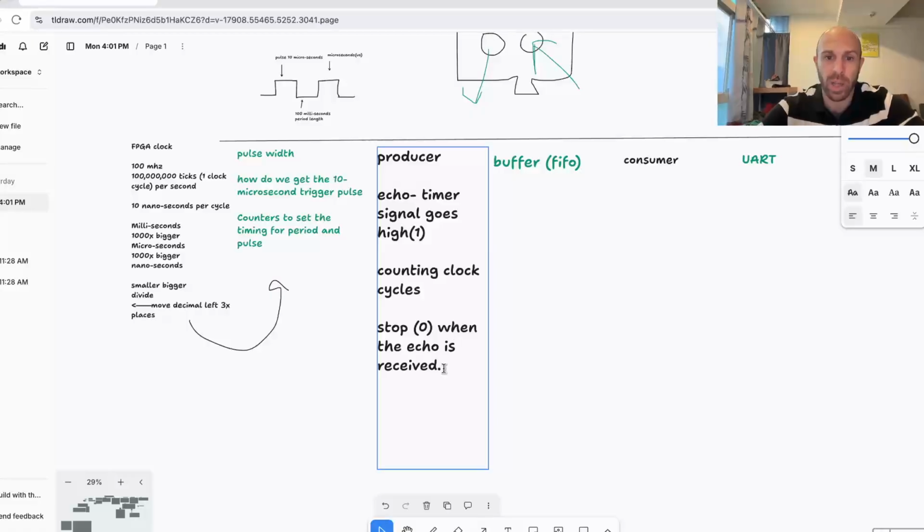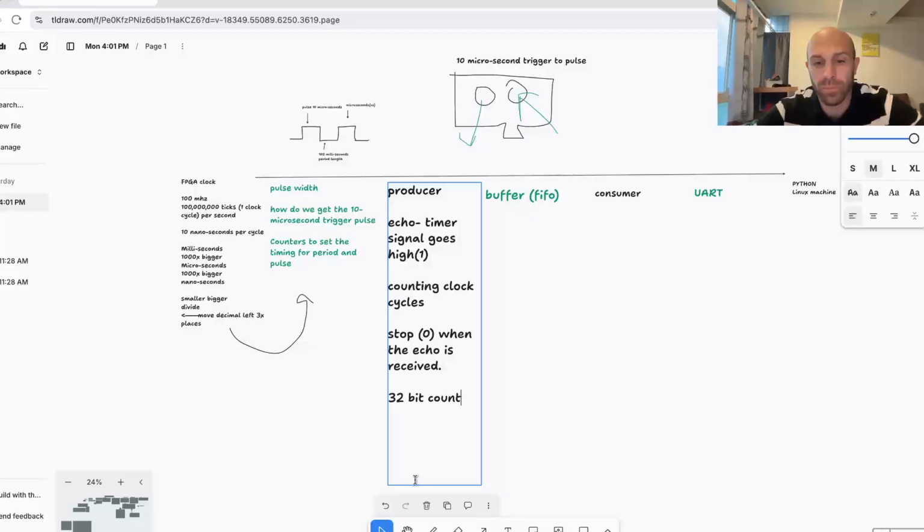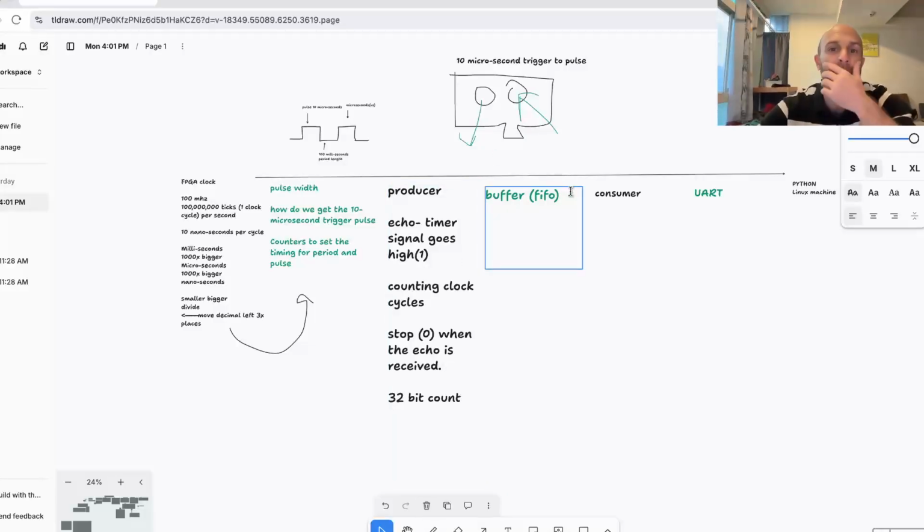Now that clock cycle count is a 32-bit count. That 32-bit count will now be stored in the FIFO buffer, first in, first out buffer.